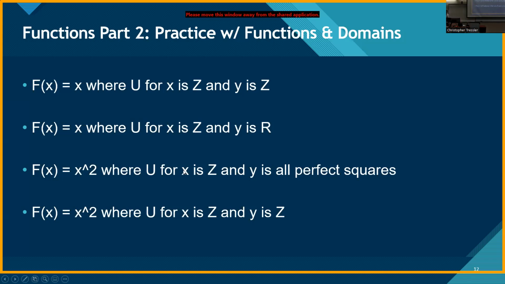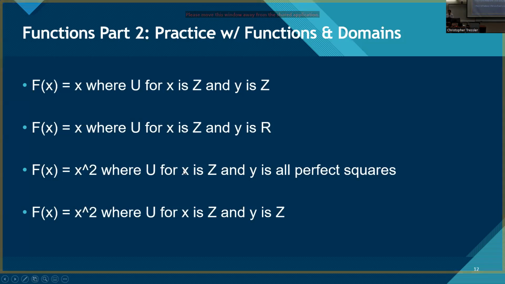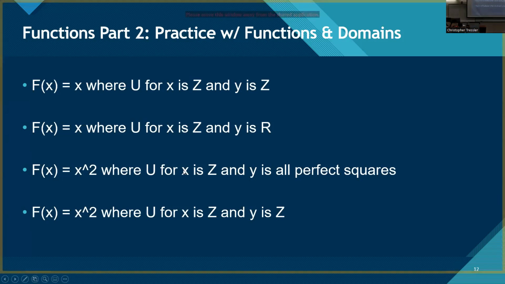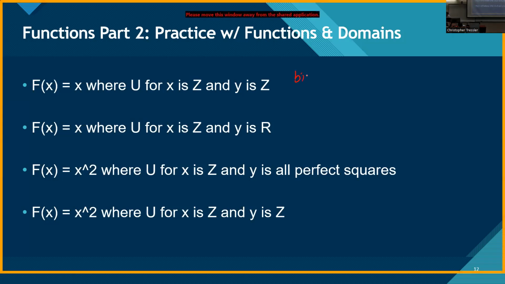So the first is the function f of x, where the universe of discourse for x is Z. What's Z? Integers, right? So x is the set of integers, and for y, it's also the set of integers. What is this looking like to you guys? We have just f of x equals x, or y equals x. It's bijective, yep, or a one-to-one correspondence.